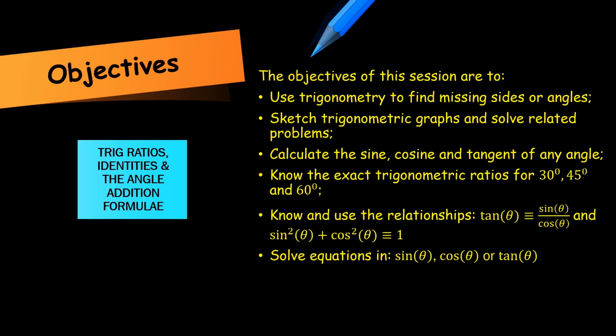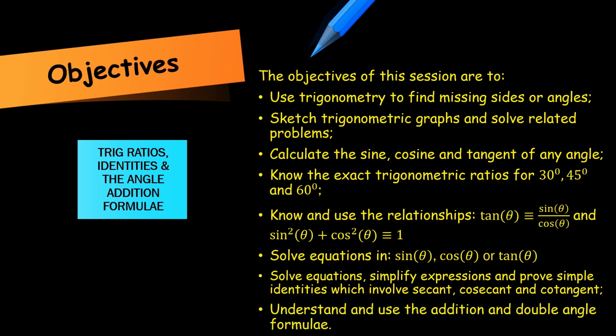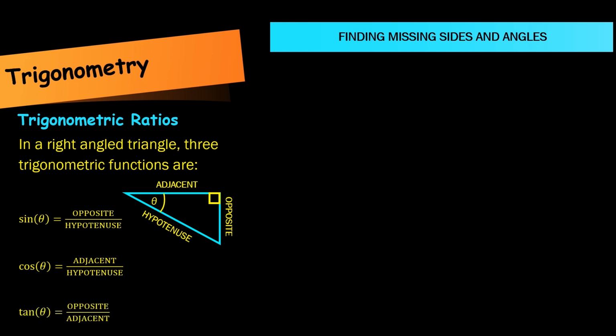Solve equations in sine, cos or tan. Solve equations, simplify expressions and prove simple identities which involve secant, cosecant and cotangent, and understand and use the addition and double angle formulae. First, let's review trigonometric ratios. In a right-angled triangle, three trigonometric functions are sine theta equals opposite over hypotenuse, cos theta equals adjacent over hypotenuse, and tan theta equals opposite over adjacent.